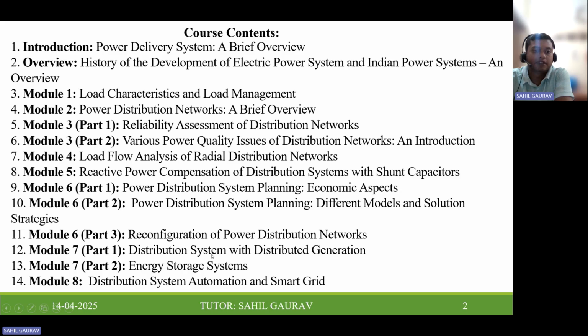And then we have seen reconfiguration of power distribution network, which is also mostly focused on this optimization part. Then we have seen distribution systems with DG, distributed generation, and then energy storage systems and distribution system automation as smart grid. So what we will do is see the theory of each part, and then see the assignments that we have already submitted, so that we can revise the typical problems that can be asked in the exam.